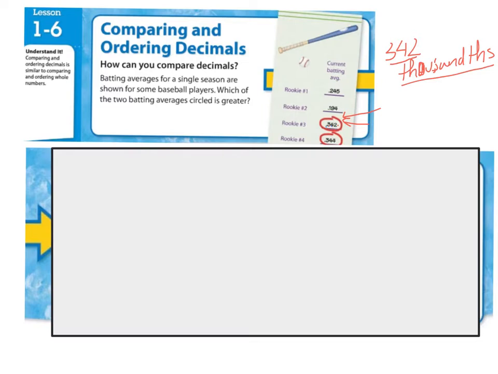All right, and last question before I talk about how to compare them. If the player with this batting average, the 342 thousandths, went up to bat 1,000 times, how many hits would they get? 3, 2, 1. They would have gotten 342 hits if they went up 1,000 times. All right, let's go on.